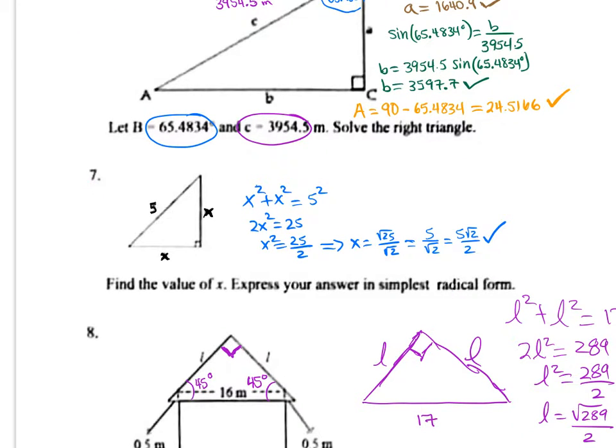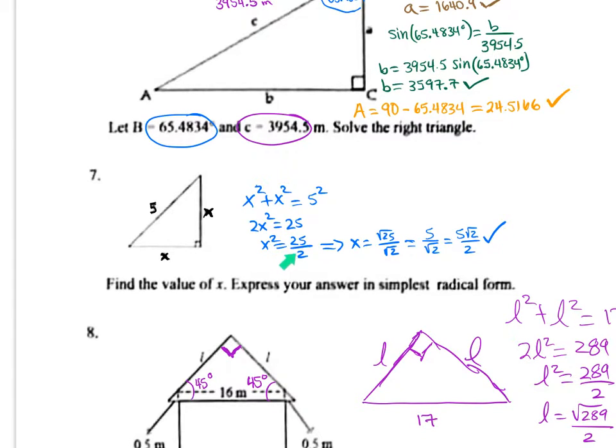Okay, for number 7, we have this right triangle, and we're trying to find x. Well, we have this side is x, this side is x, and the hypotenuse is 5. Using the Pythagorean Theorem, x squared plus x squared equals 5 squared. x squared plus x squared is 2x squared, and 5 squared is 25. Divide both sides by 2, and x squared is 25 divided by 2.